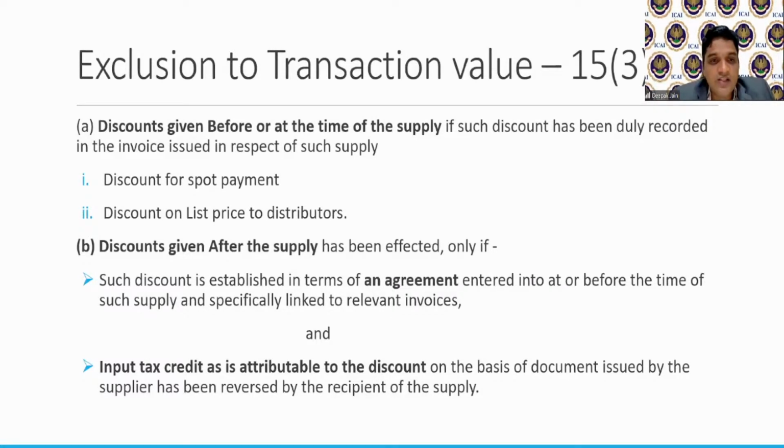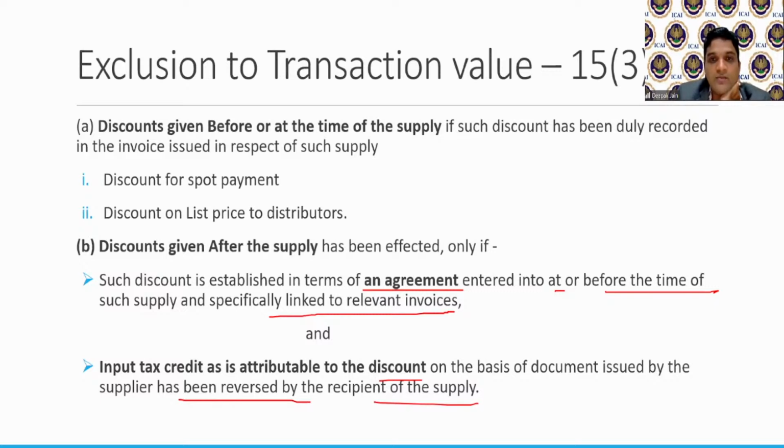Then a discount which is given after the supply has been effected will be reduced from the value only if the discount is established in terms of an agreement. It just says agreement, not oral or written, so just an agreement, oral will also work, entered into at or before the time of supply and specifically linked to the related invoices. So it should be linked to which invoices you are giving it. And input tax credit as is attributable to the discount, on the basis of the document issued by the supplier, has been reversed by the recipient.